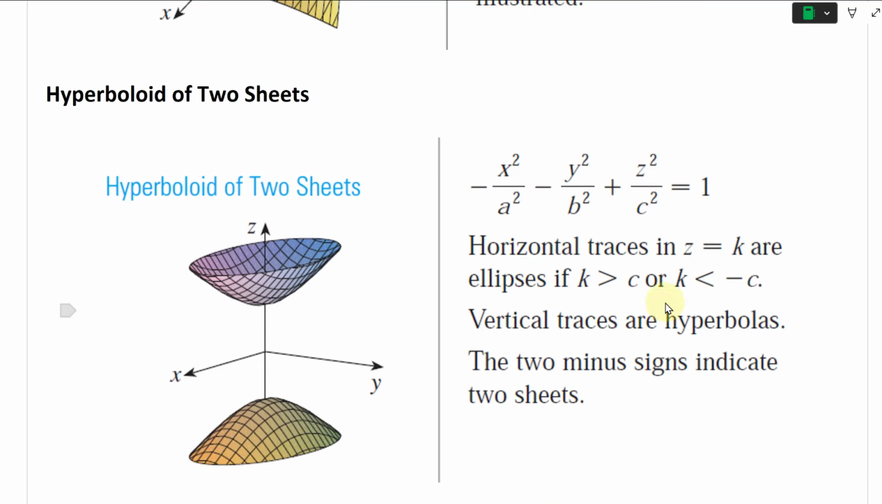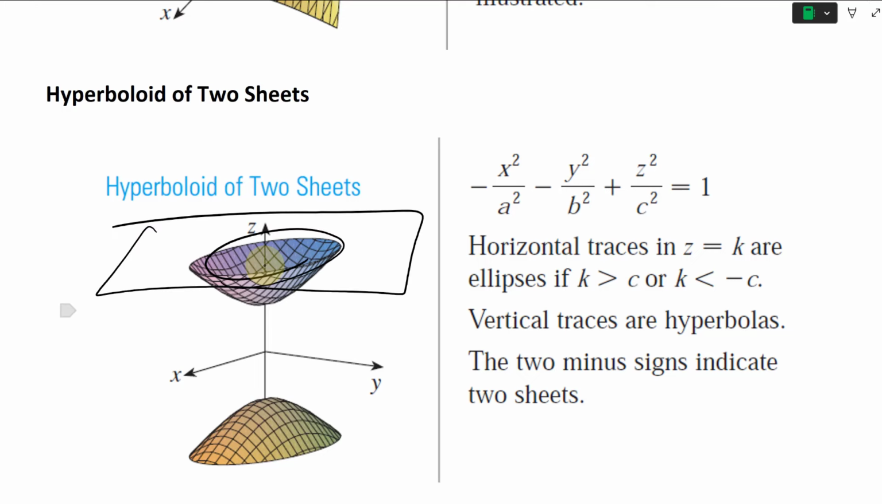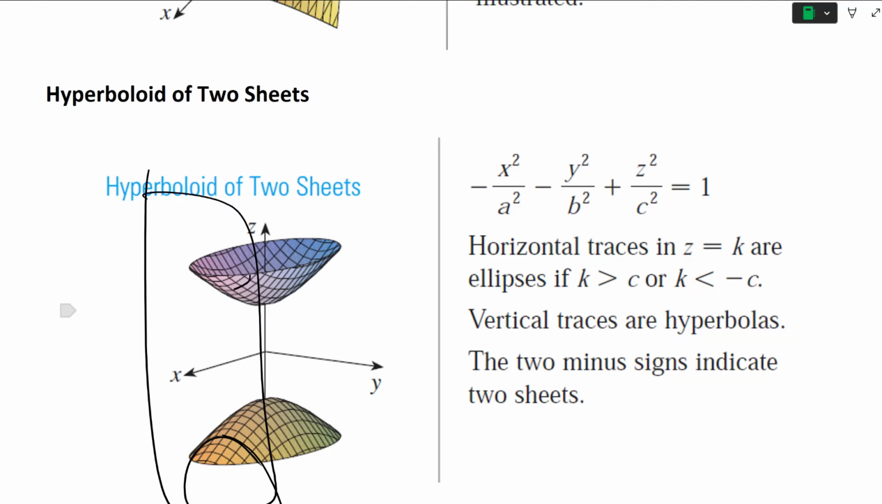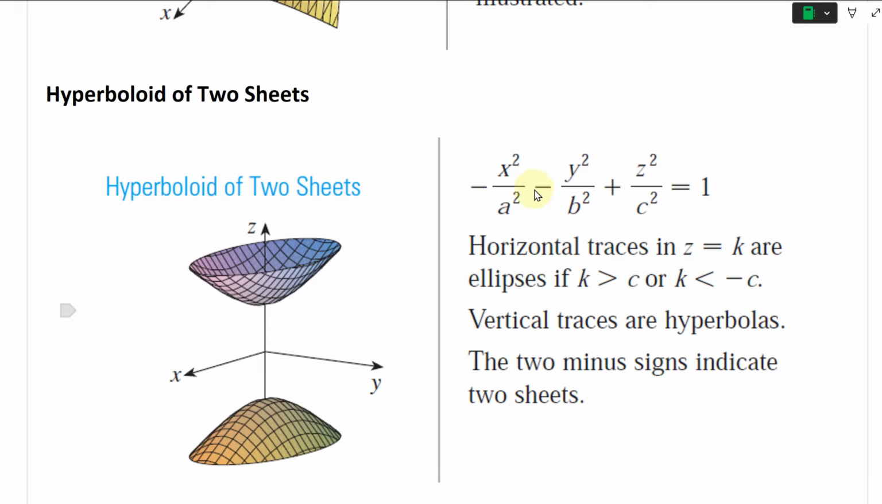So horizontal traces at z equals k are ellipses. If you do z equals k, you get an ellipse like that, if k is greater than c or k is less than negative c. And vertical traces are hyperbolas. So vertical, cut them like this, you're gonna get a this and a this. And the 2 minus signs indicate 2 sheets. Yes, interesting. So there's 2 sheets like that.